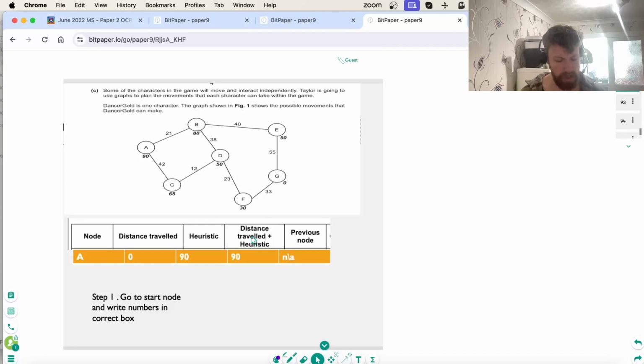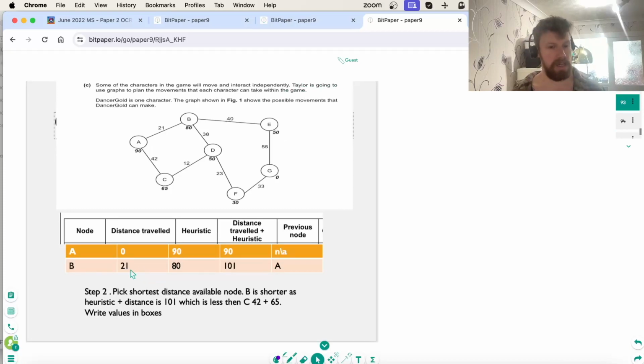An area which I see a lot of students make a mistake on is that they add the heuristic for every single one of these. If you are stopping there, that is the heuristic you add to it. So for example, if I was visiting B, what some people would do is 21 plus 80, and then they would add 90 on as well. You don't do that. It's just 21 plus 80 because that's the one that we're visiting, which I'll show you in a second. So that's mistake number 1 that I see quite a lot. The previous node we're visiting is nothing because A is where we're starting.